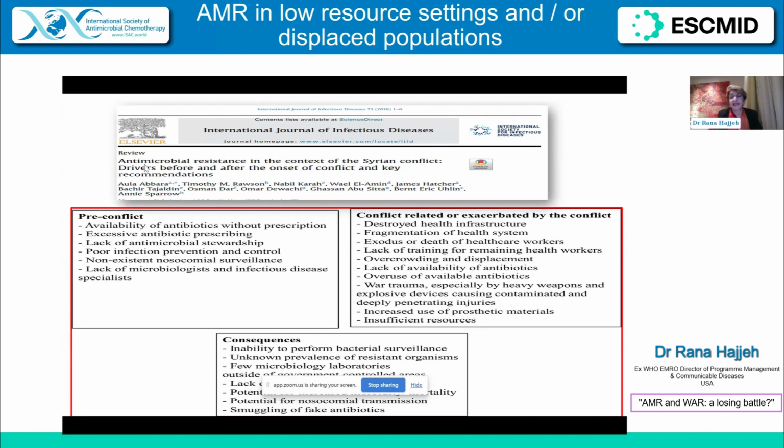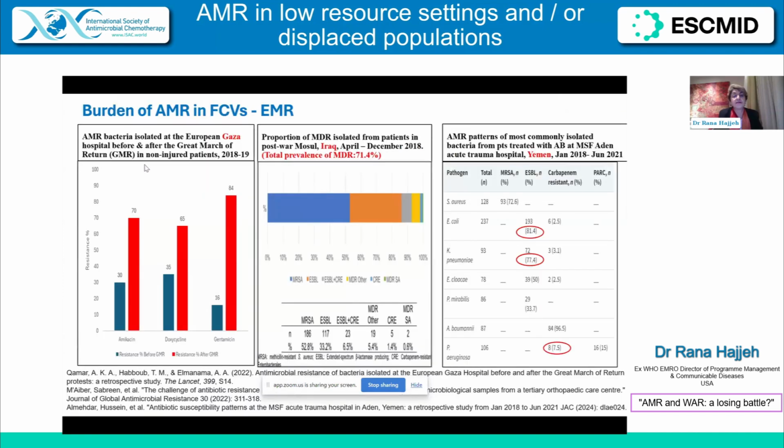As you see, among the consequences, the inability to really do good data collection or perform surveillance is one of the immediate ones. Also, because of the lack of supplies or limited supplies, we've sometimes seen fake antibiotics being used in many of these settings.